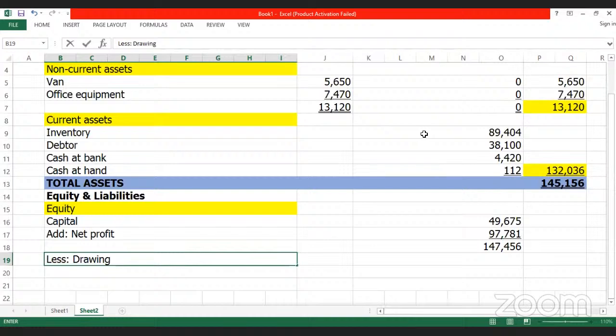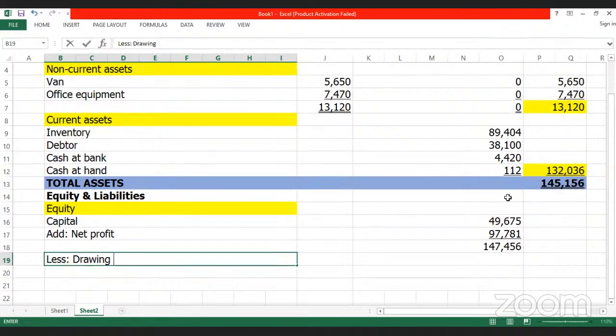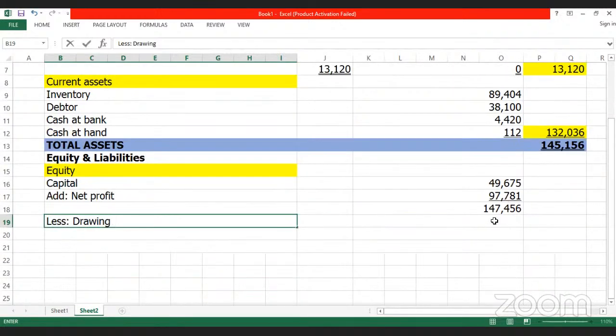Just for formality we have three columns, but these mainly work on the non-current assets, where I have to show the cost, the accumulated depreciation, then the net book value. For the current assets, you're seeing figures in this column, but that is not accumulated depreciation, because current assets don't depreciate. Accumulated depreciation is just to cater for the non-current assets, because they depreciate. Okay, so that is it.